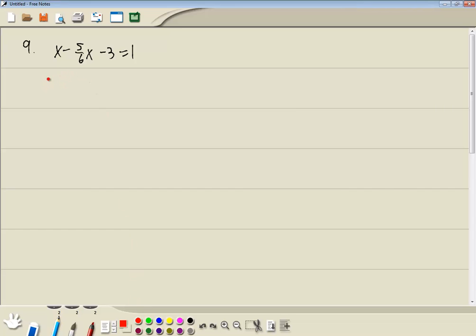First step is to get rid of parentheses, we don't have any. Second step is to get rid of fractions. Multiply everything by the LCM of all your denominators. Now if you only have one denominator, that is your LCM. So we're going to multiply everything by 6. We'll take 6 times x minus 6 times 5/6 x plus 6 times negative 3 equals 6 times 1. When I say everything, I'm talking about what's separated by pluses, minuses, and equals.